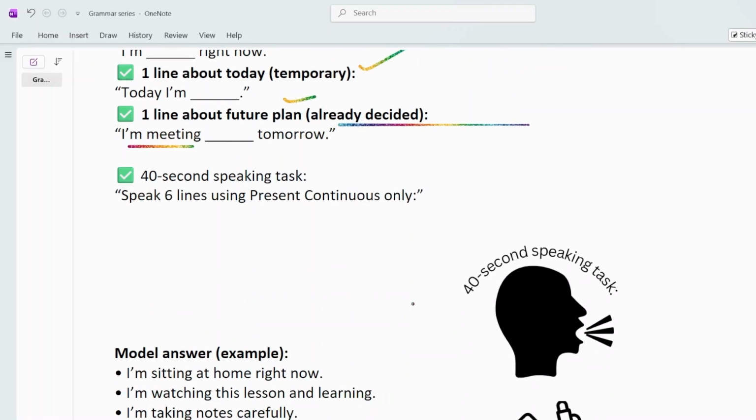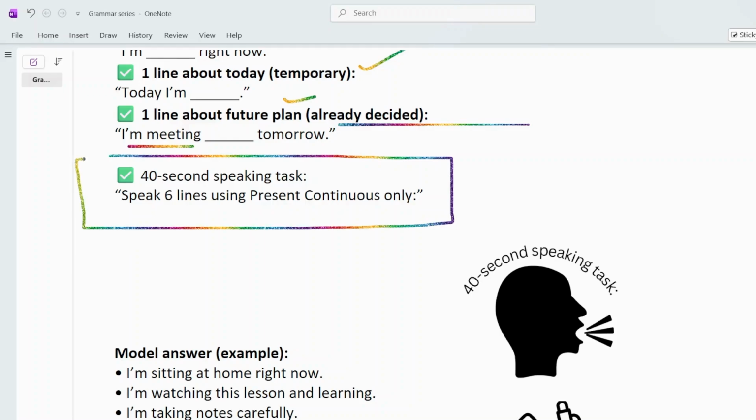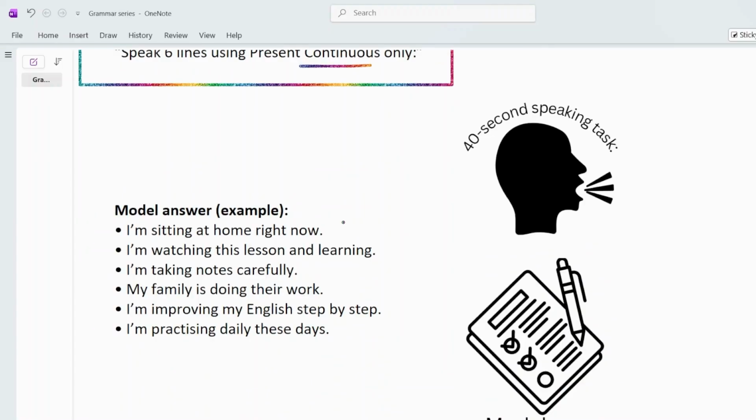Great. Now your 40-second challenge here, guys. Here you definitely need to pause the video, or you can actually do it after the session as well, because it also helps a lot. It's the 40-second speaking task. Speak 6 lines using present continuous only. I have the model answer ready for you. I am sitting at home right now. I'm watching this lesson and learning. I'm taking notes carefully. My family is doing their work. I'm improving my English step by step. I am practicing daily these days.